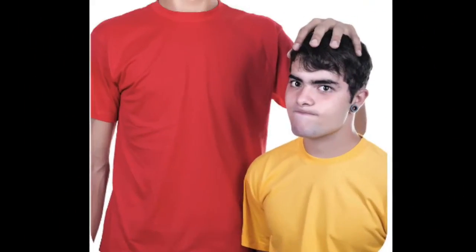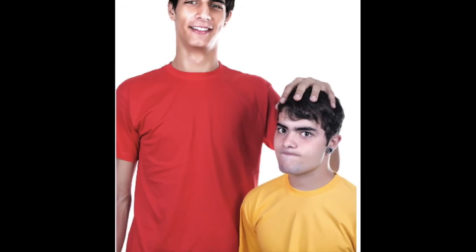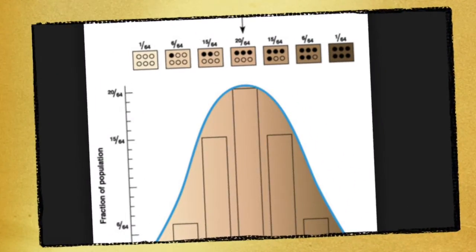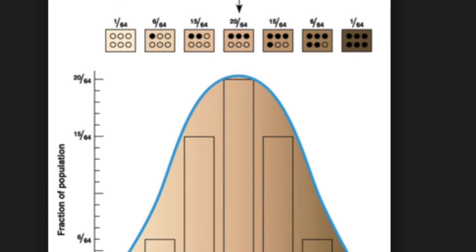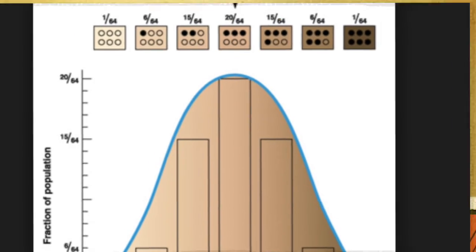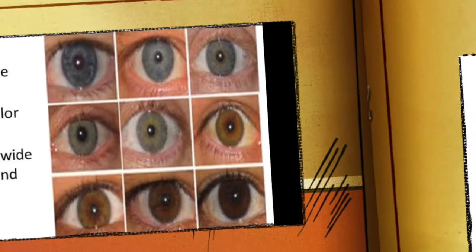If you are dominant for all of the alleles for height, then you will be very tall. There is also a wide range of skin color across people. Skin color is also a polygenic trait, as are hair and eye color.